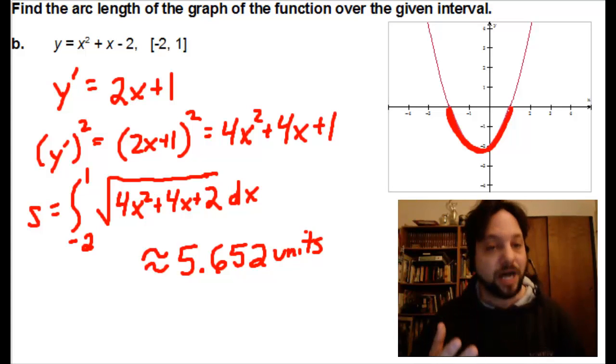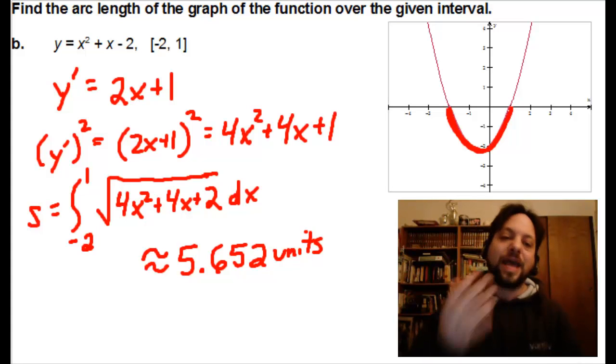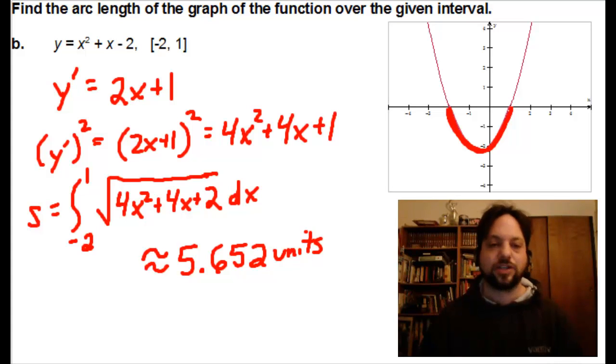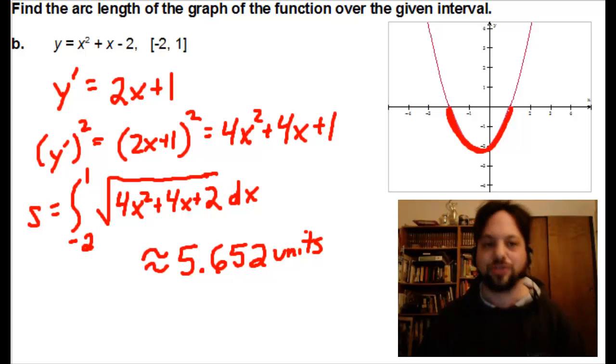So I never said this was difficult. It's just that there are times when we haven't learned how to evaluate the integral just yet, and in those cases, feel free to use your graphing calculator to evaluate the definite integral yourself. And there we go. Not too bad.